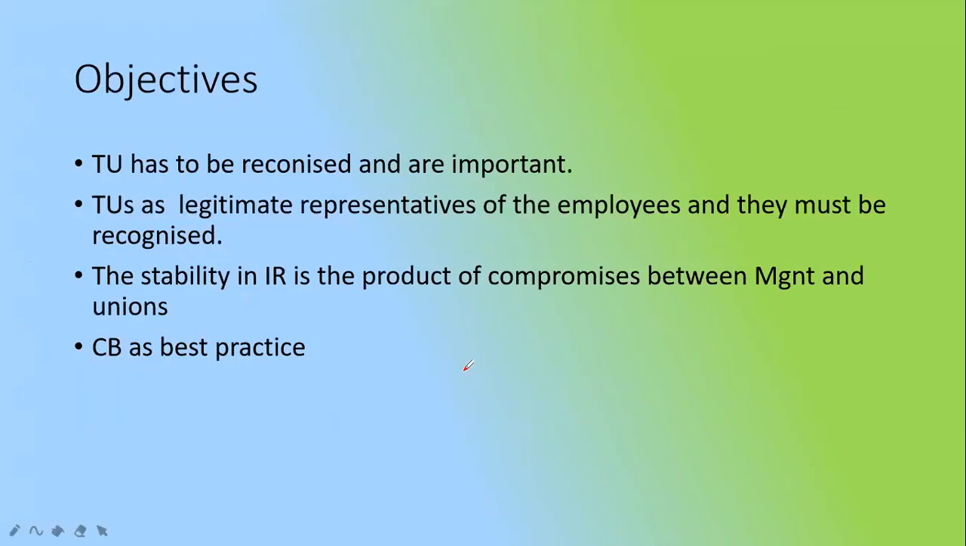So let us go to the objectives of this approach. The trade union is recognized as the most important thing, and as the legitimate representative of employees, it must be recognized. Stability of industrial relations is the product of compromises between employers and management through the process of collective bargaining.